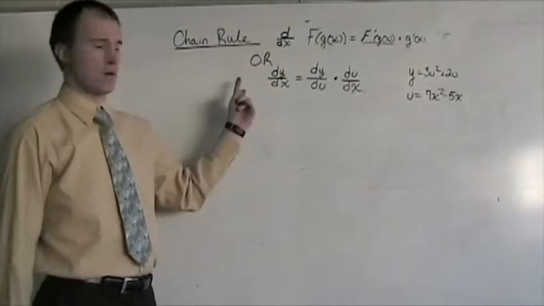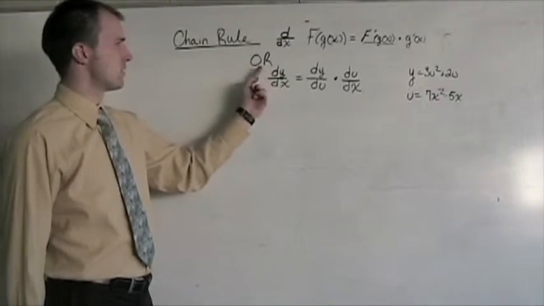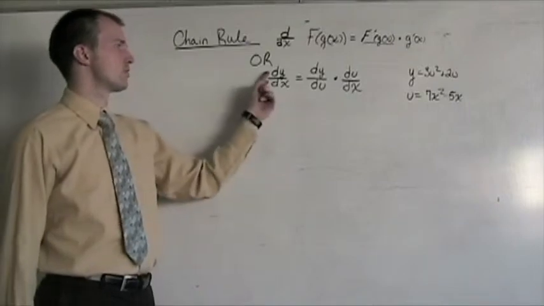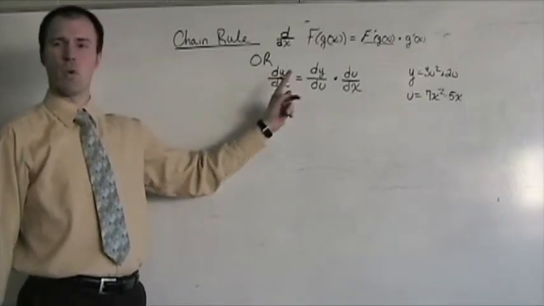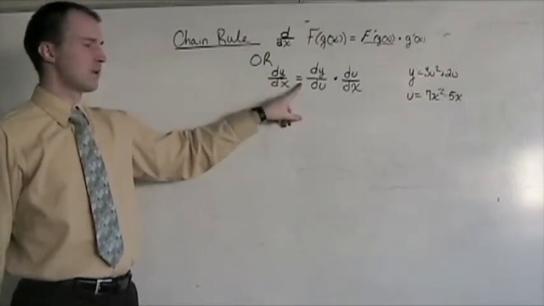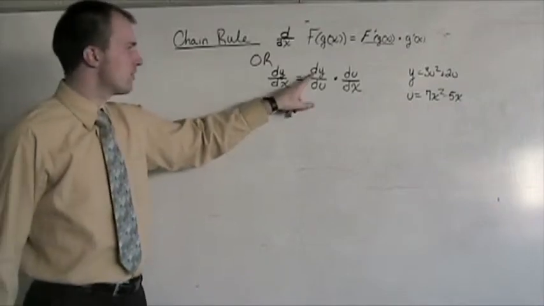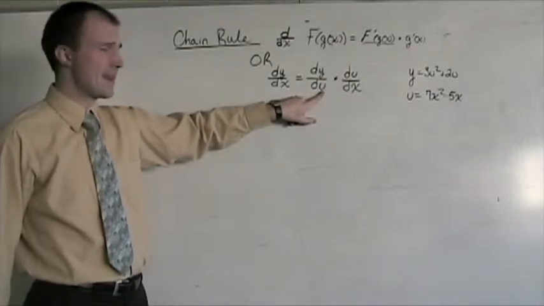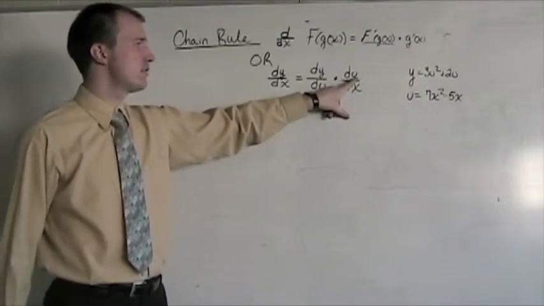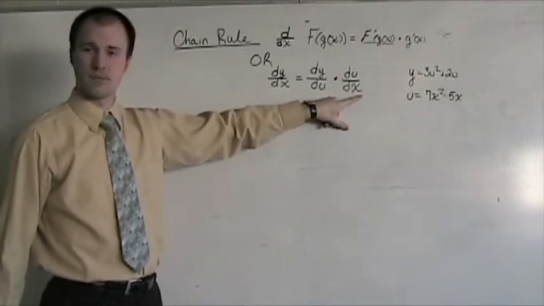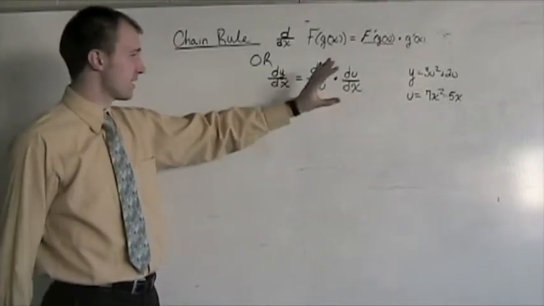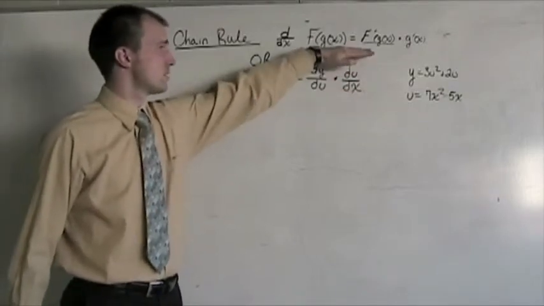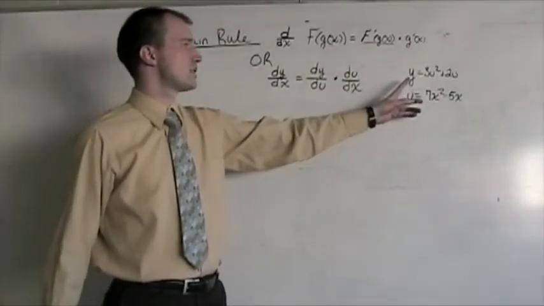The other opportunity we have here is that we can talk about chain rule in terms of the derivative of y with respect to x being equal to the derivative of y with respect to some other variable u times the derivative of u with respect to x. Essentially, these are the same thing. Okay, so we've got two example functions here.